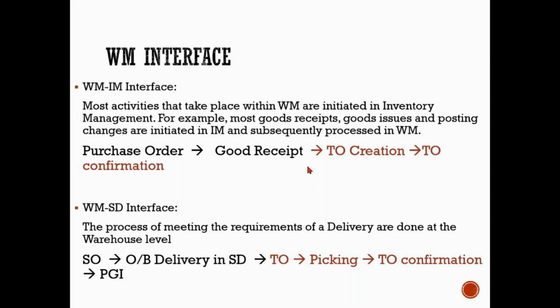Because if that happens, that means there is some discrepancy in the data, and there is a report. I believe LX23 is the report. There is a report where you can actually see if there is any difference. But in my complete career till date, I haven't seen even a single warehouse where we have a difference between IM stock and WM stock. It always matches because it is tightly integrated.